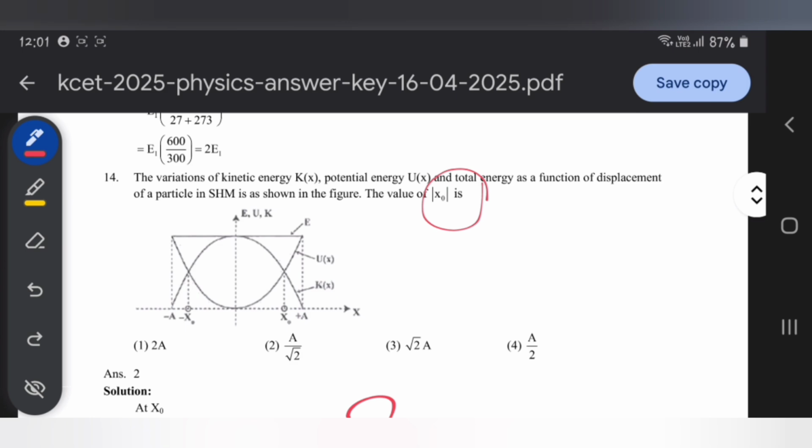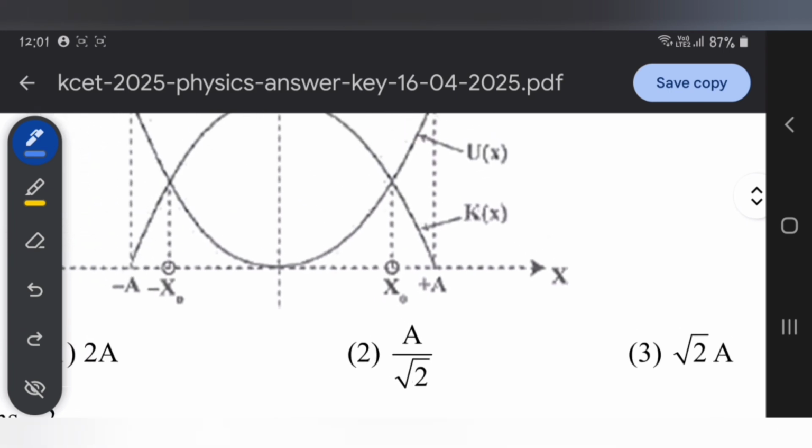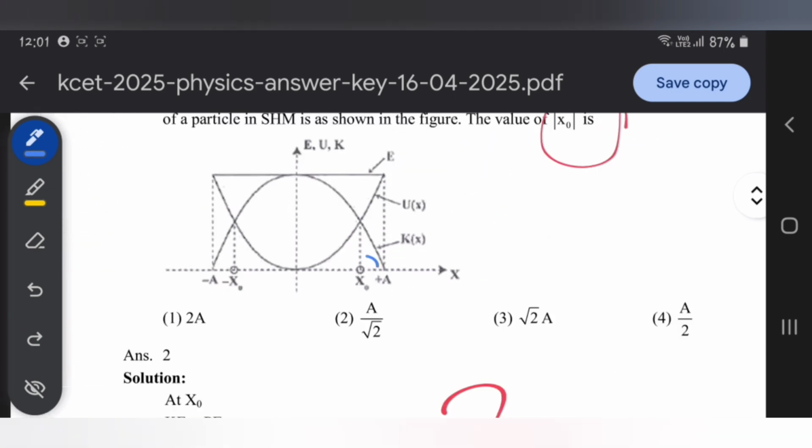So where is modulus of x naught? Look here very carefully. Okay, x naught, modulus of x naught. This is what they've given us. They're telling us to find out this value. Now, if you see this value, suppose you have a number line, you have 0, you have 1, you have 2, you have 3.